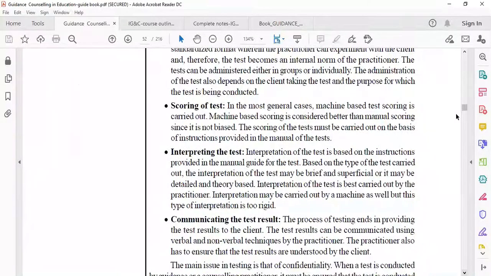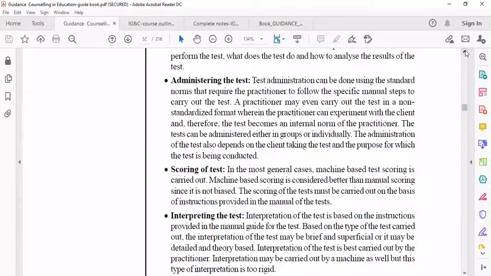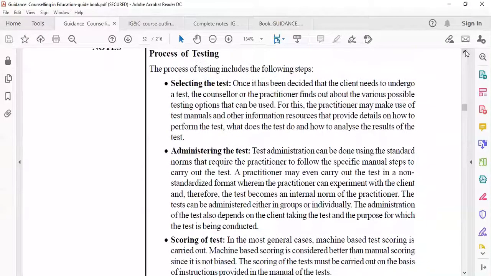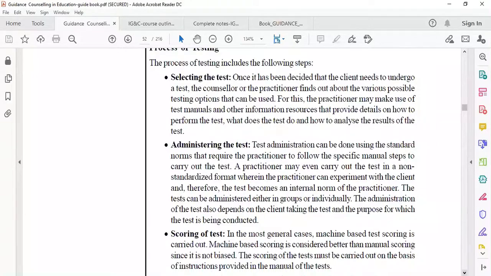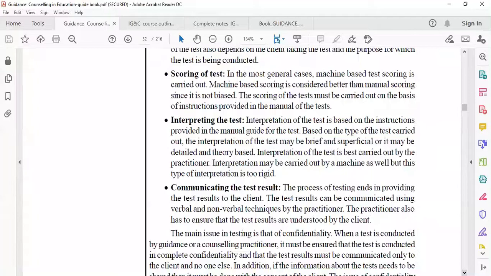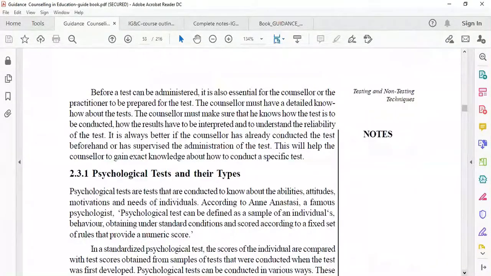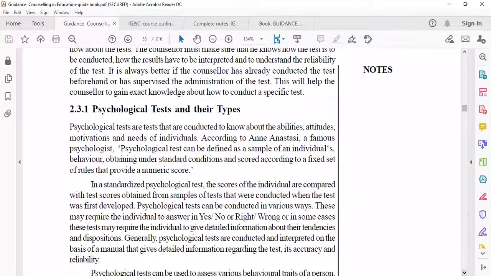And before applying a test, they have some criteria. That criteria includes choice or selection of a test, then administration of the test, then scoring of a test. We'll study for the next few minutes about the test, but here, how the test will be used, then interpreting the test, communicating test results with the client or with the students. Now there are various types of tests.